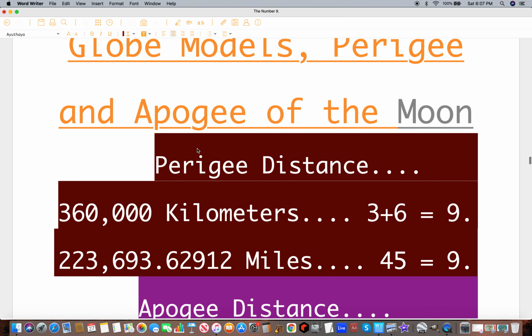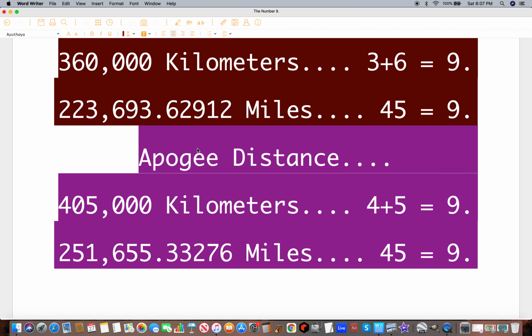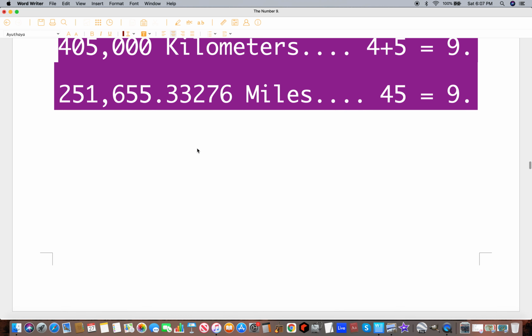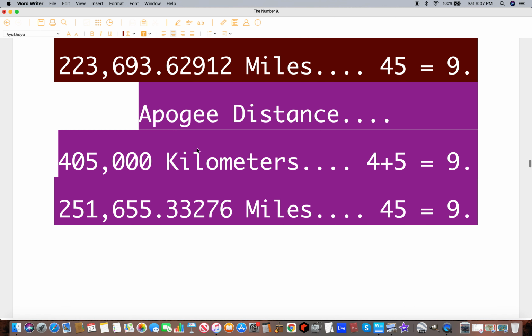But then we have actual things. Then we have things like solstices, and we have the solar cycle and stuff like that as well, which is not globe model.